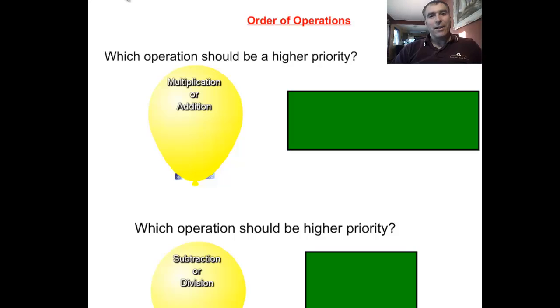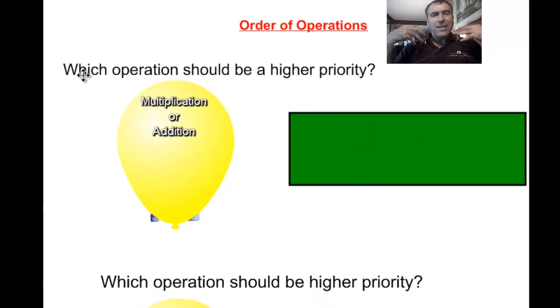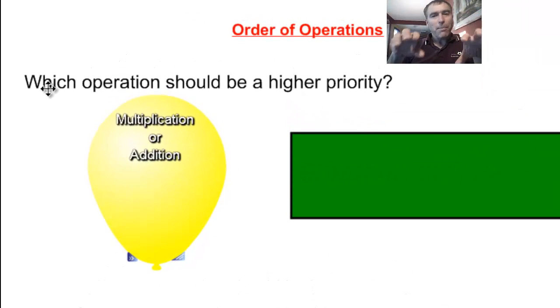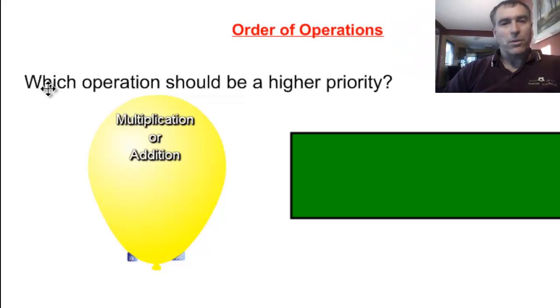Well, you have to go to something called order of operations. And the first thing we're going to deal with is, let's think about this logically. Which operation should have a higher priority? Should it be multiplication or addition? I just want you to think for a minute. So pause the video and we'll wait for a second for you to come up with an answer. Multiplication or addition? What makes sense to have a higher priority?